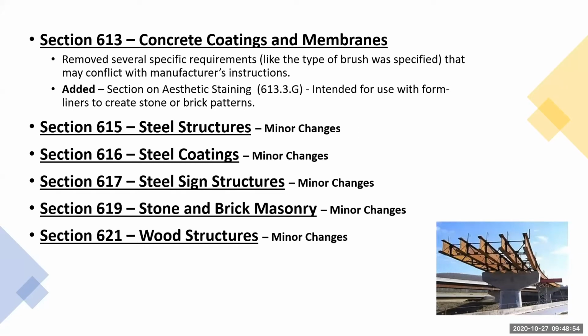And then section 615, 616, 617, 619, and 621. These are steel structures, steel coating, steel sign structures, stone and brick masonry and wood structures, all just minor changes with regard to that.